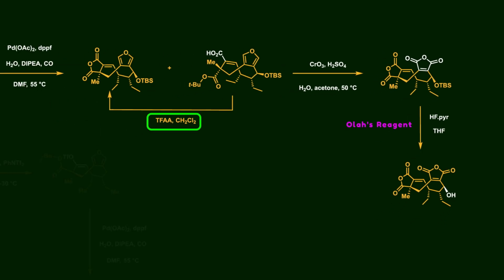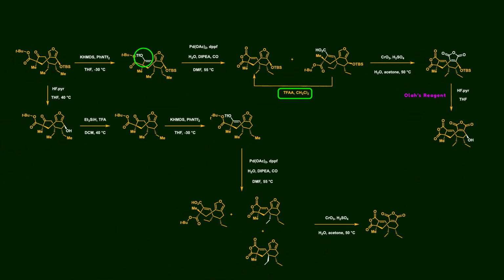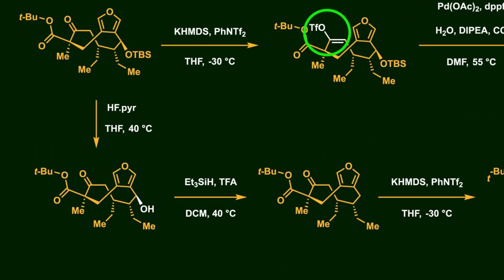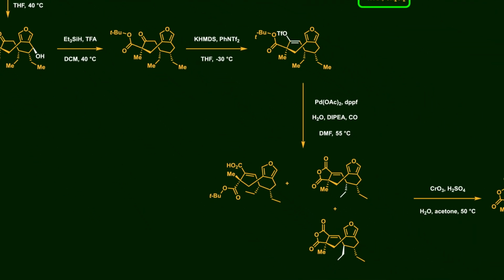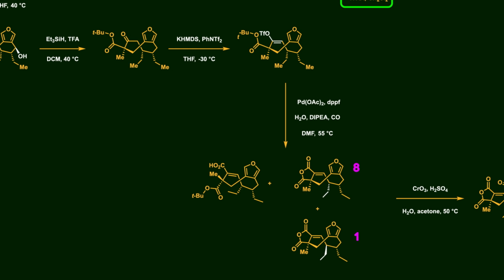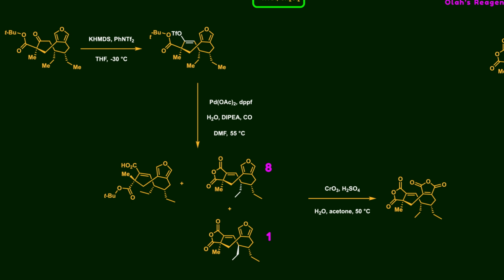For the synthesis of glaucanone, the group decided to remove the hydroxyl group from its intermediate by first deprotecting the alcohol, followed by treatment with trifluoroacetic acid and triethylsilane. After conversion to a vinyl triflate, the carbonylation reaction afforded the anhydride in only 25% yield, as an inseparable 8:1 mixture of epimers. Finally, the natural product was obtained by unmasking the cyclic anhydride.